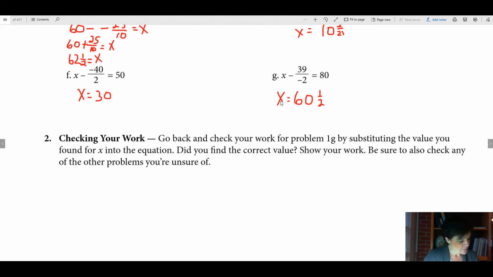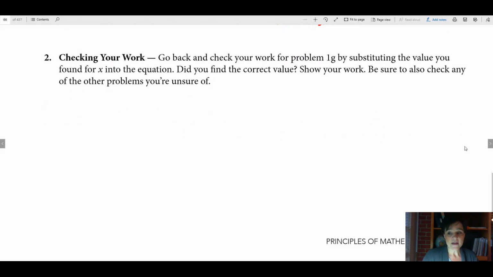Now you will not have to make your numbers improper. That's only when it's multiplication and division. You will have to have common denominators, though. So you want to go ahead and try that one.